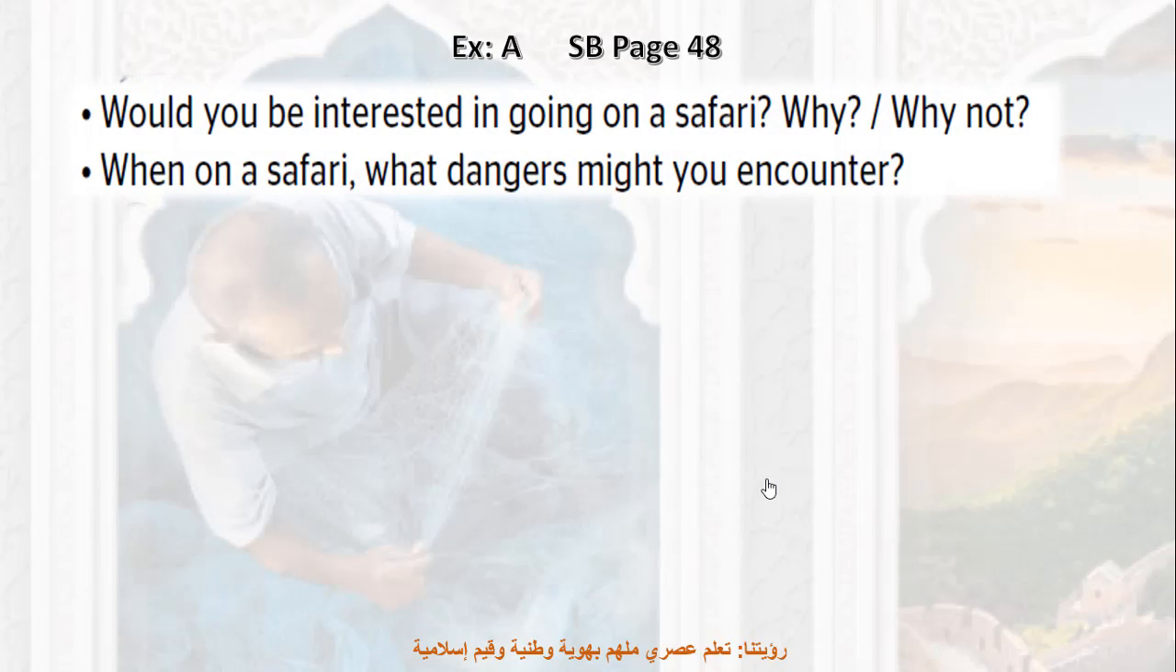Exercise A, students book page 48. We will ask a question. Would you be interested in going on a safari? Why? Why not? When on a safari, what dangers might you encounter?